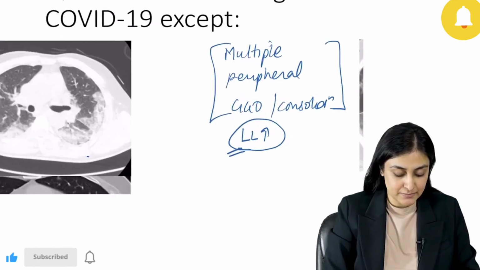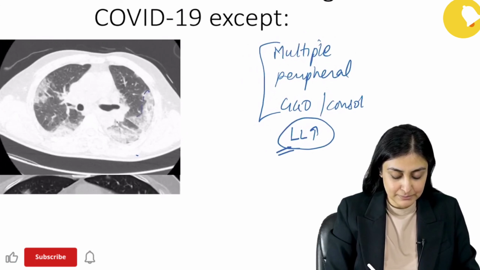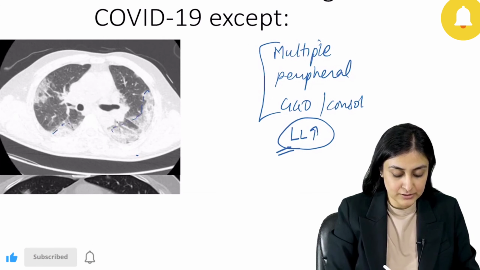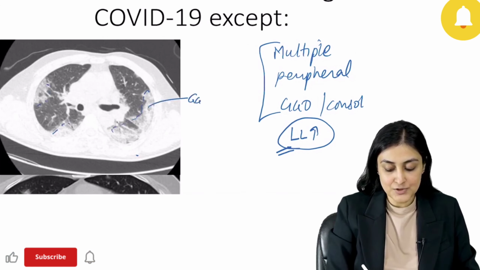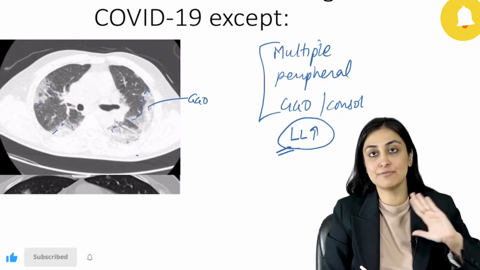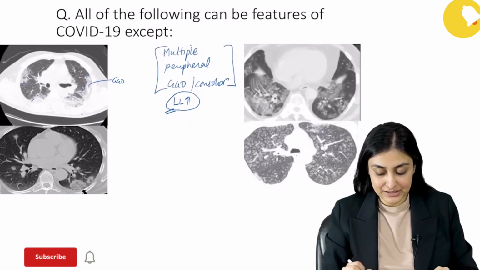So look here in this image. Can you see that there are these multiple white patches along the periphery? This is how ground glass opacity appears. It's this hazy white thing, but not very white.